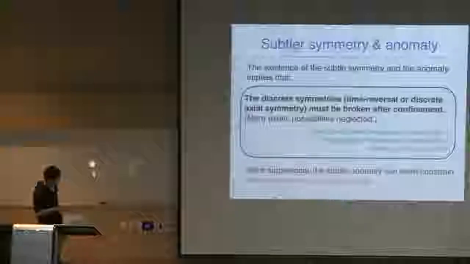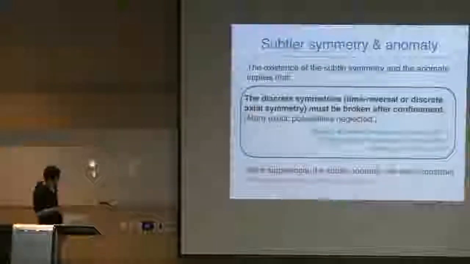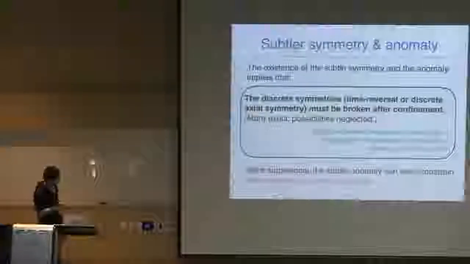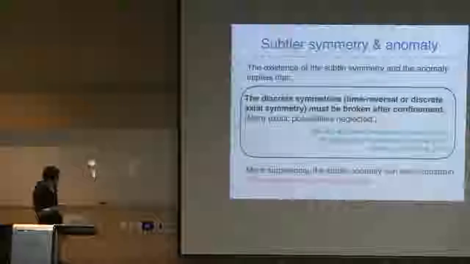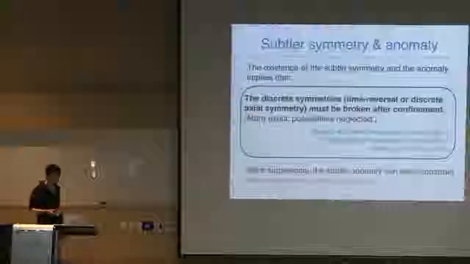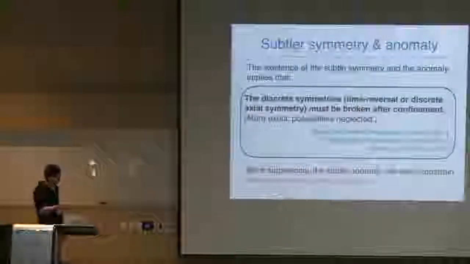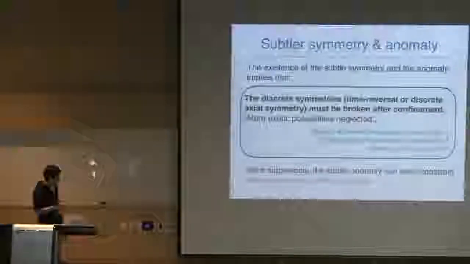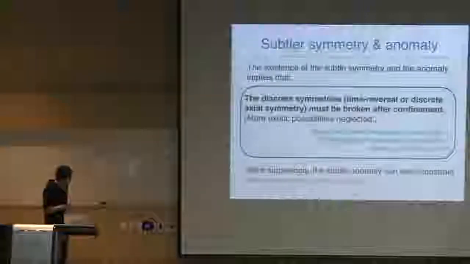And more surprisingly, this subtle anomaly can even constrain the finite temperature phase transition. So this is the recent development. This is very interesting. And this was found by Gaiotto, Kapustin, Komargodski, and Seiberg. So the usual continuous symmetry cannot give any useful constraint on finite temperature phase transition. But these more subtle anomalies can give some useful information also about finite temperature. So I want to discuss these topics later. I will review more details of these topics.